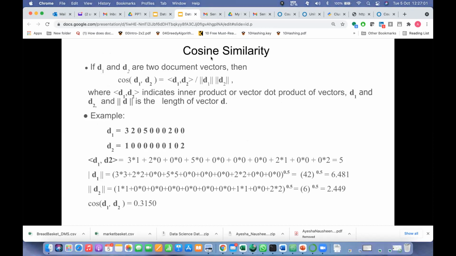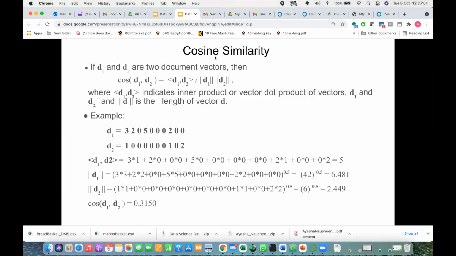Then another way of finding similarity for documents is cosine similarity, the angle they make. If D1, D2 are two document vectors, then cosine of D1, D2 equals the inner product of D1, D2, in other words, dot product divided by norm D1 times norm D2, where D1, D2 indicates the inner product or vector dot product of vectors D1 and D2, and norm D is the length of vector D. For the example D1, D2, if you remember your dot product formula, 3 into 1 plus 2 into 0 plus 0 into 0, like that, then you'll get cosine distance between D1, D2 as 0.3150. This is nothing but how much of an angle they make.